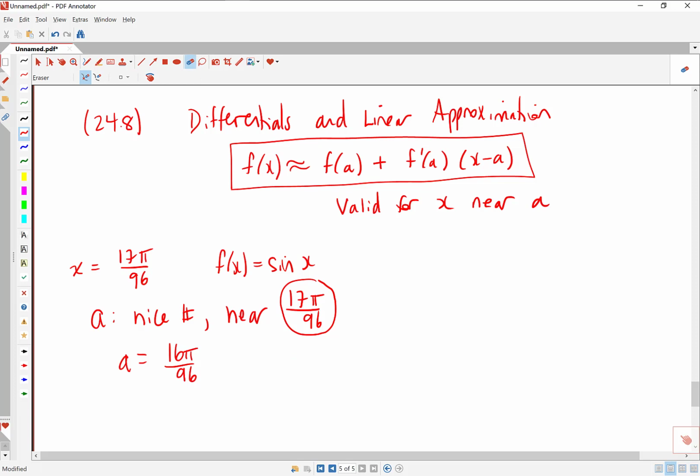But what about 16 pi over 96? 16 actually divides into 96. If you simplify that fraction, 16 over 96 is the same thing as 1 over 6. 16 pi over 96 is actually just pi over 6. And when we write that down, we realize, oh yeah, that's going to work nicely. Pi over 6 is a great angle to put into our sine function. That's what we consider a nice number, something that makes your function exact. And it's certainly close to 17 pi over 96. So that satisfies both of those criteria.